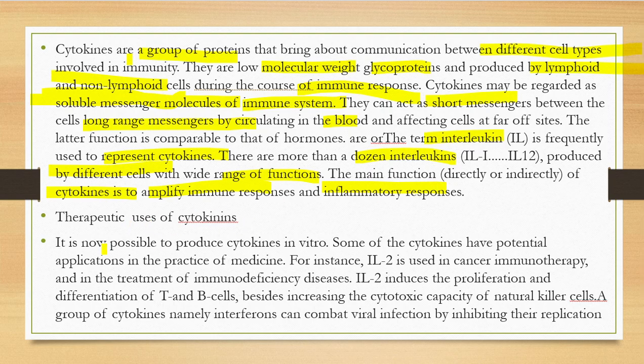As for the therapeutic use of cytokines, it is now possible to produce cytokines in vitro. Some of the cytokines have potential application in the practice of medicine. For instance, interleukin 2 is used in cancer immunotherapy and in the treatment of immunodeficiency diseases. Interleukin 2 also induces the proliferation and differentiation of T and B cells. Besides increasing the cytotoxic capacity of natural killer cells, a group of cytokines, namely interferons, can combat viral infection by inhibiting their replication.